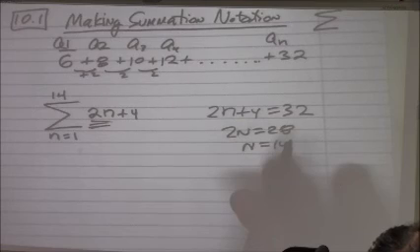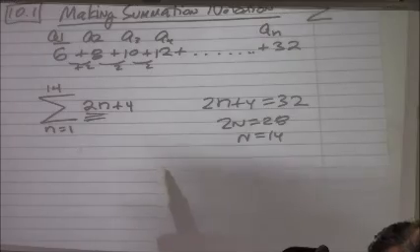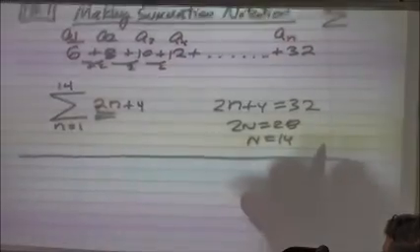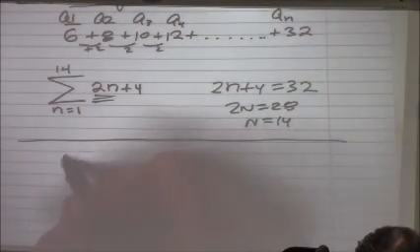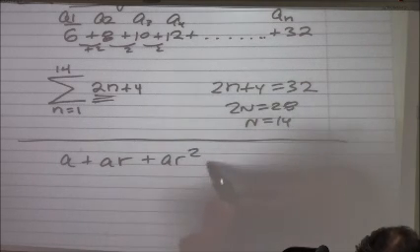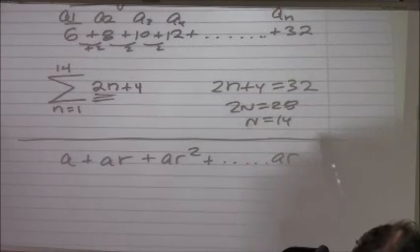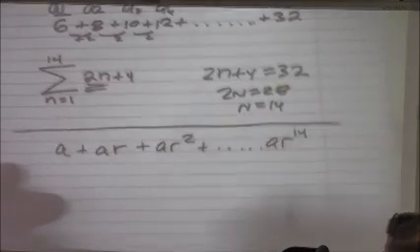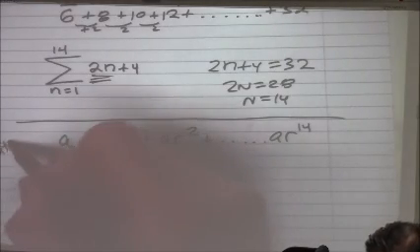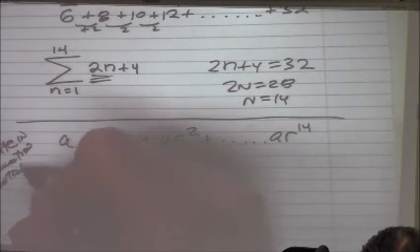Now, let's do a different one of these. I think I have another. This one was done with numbers, and it makes sense, find the common difference and work with that. Now, let's do it where it's a plus ar plus ar squared plus ar to the, how did I put it? I think I put 14 power. Let's write this in summation notation.